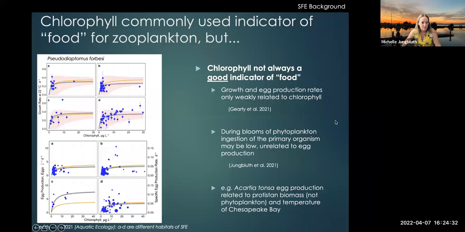We know in other estuaries, this may be the case as well for some species. For example, Acartia in Chesapeake Bay, for that species of copepod, egg production is more related to protist biomass, not phytoplankton, and it's related to temperature in Chesapeake Bay. So it may just be the case that in some estuaries, chlorophyll is not providing the main food resource, and that's what it is. It's hard to say if that is the case before or after the introduction of Potamocorbula, but we know that that's the case now.